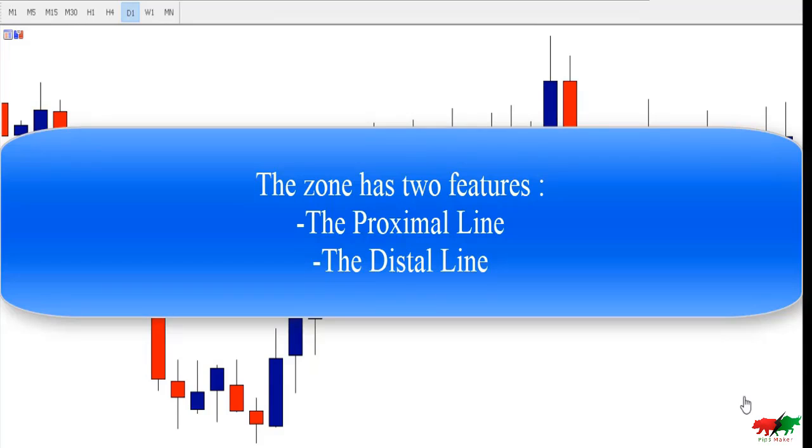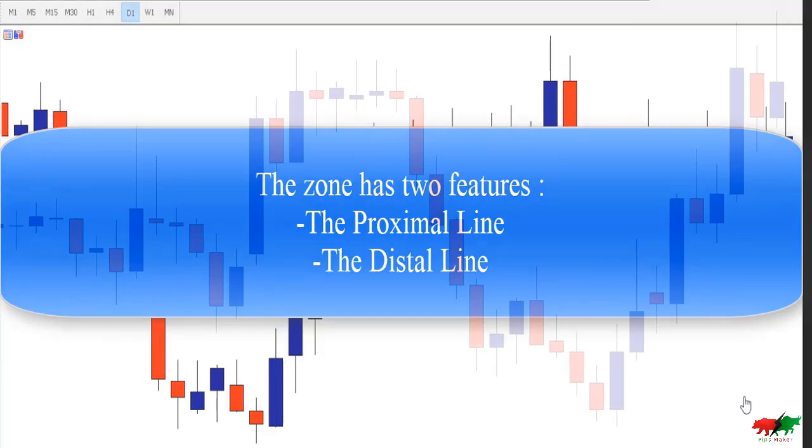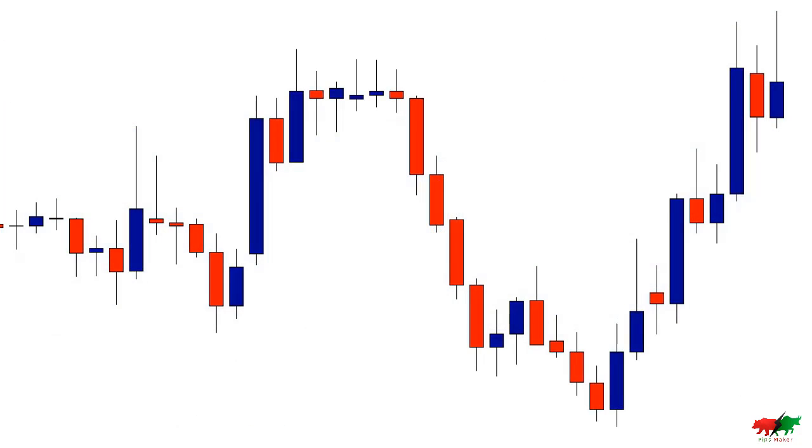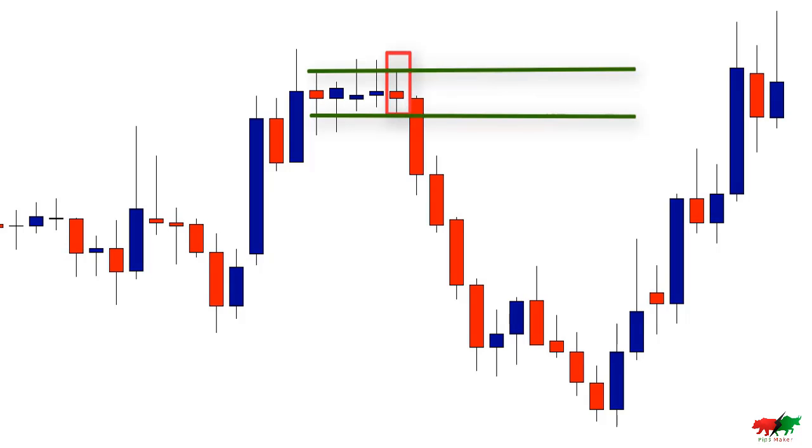The zone of supply and demand can be identified by drawing two lines, the distal line and the proximal line. When drawing a supply zone, as you can see in this example, we draw a proximal line that covers the lower shadow of the basing candle and the distal line at the upper shadow of the candle, as you can see here. If the candle has no upper or lower shadow, we draw the lines at the lowest close and the highest close of the candle.